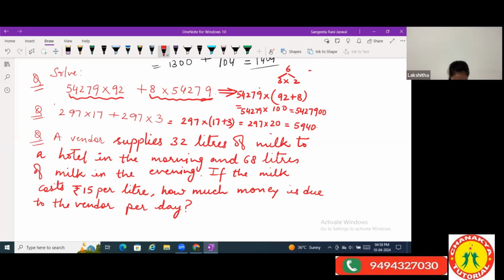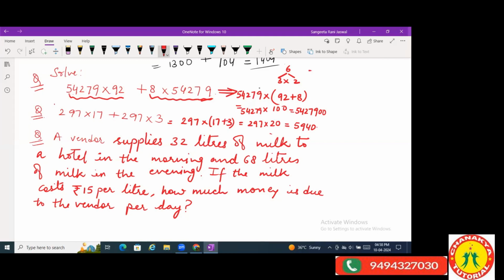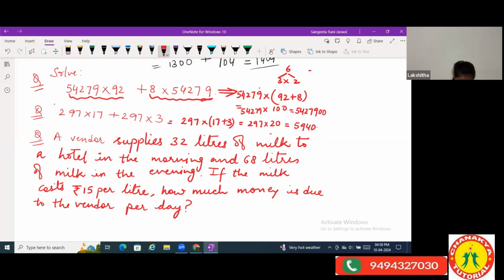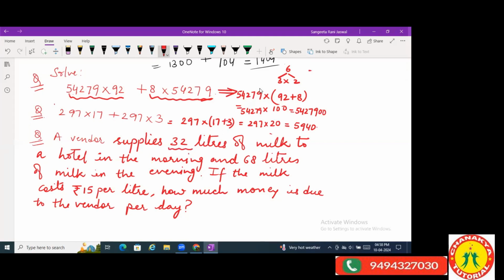15 times (32 plus 68) in brackets. Then 15 times 100. Now suppose you add the whole of the milk that he's supplying in a full day. In the morning he gives 32, in the evening he gives 68. If you add both of them, you get the total amount of milk that he's giving in one day, and you multiply with the cost of the milk. Wouldn't that be easy?